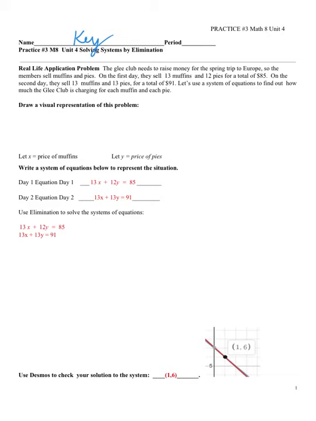Hello, this is Mrs. Dubois, and I'm going to video an answer key for Practice 3, Math 8 on solving systems by elimination. So problem 1 is a real-life application.